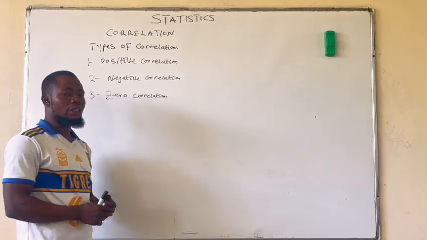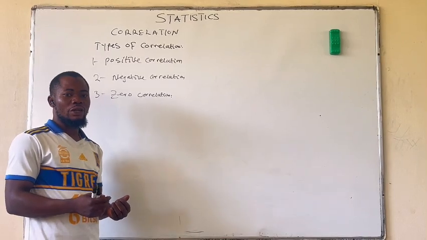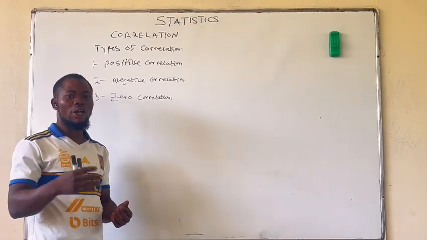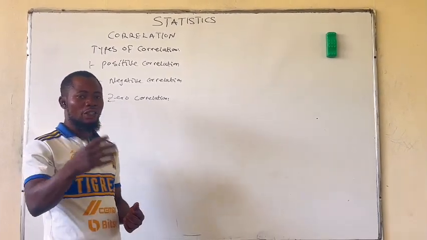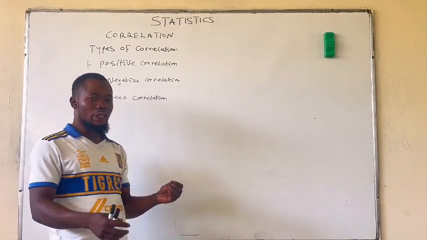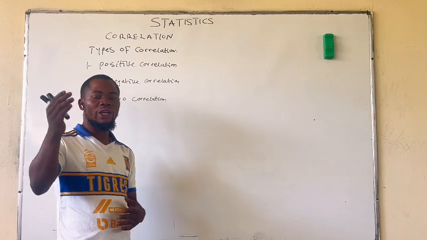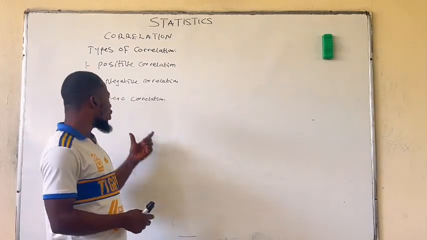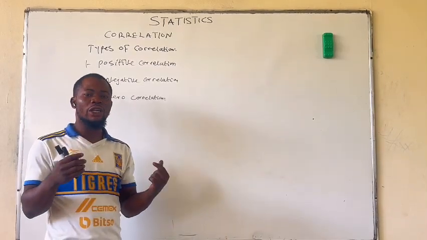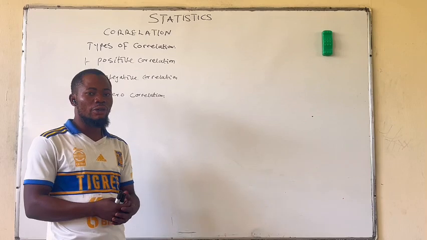The positive correlation is a type of correlation in which if one value is increasing, the other one as well will be increasing. While the negative correlation is one in the sense that if one value is decreasing, the other one will be increasing. Zero correlation is telling you that there is no relationship between the given variables.